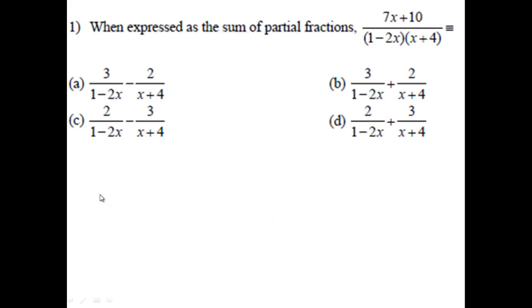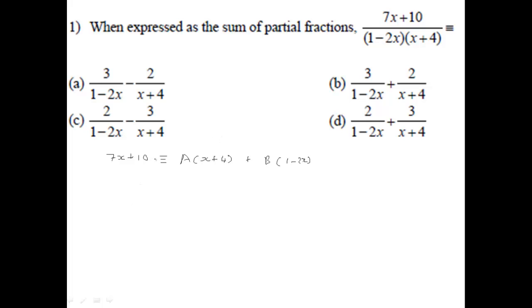So here's a familiar type problem, one of the easier ones with just two brackets. And you can see we'll get an A over one bracket plus a B over another bracket. So it's going to be one of these four. We just need to find the values of A and B. We've multiplied both sides by the denominator. And this gives us this.